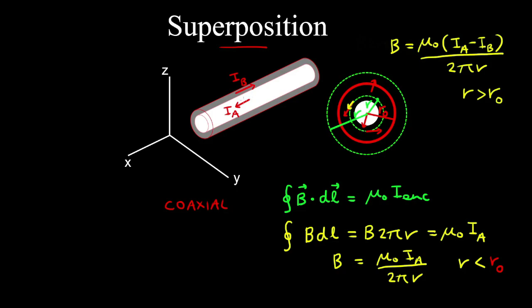So note that if the current A is greater than the current B, then the magnetic field vectors will be pointing in the anti-clockwise direction and tangent to this Amperian loop. And if IA is equal to IB, then the magnetic field outside the cable is 0.